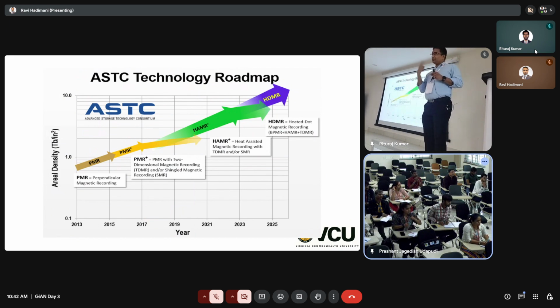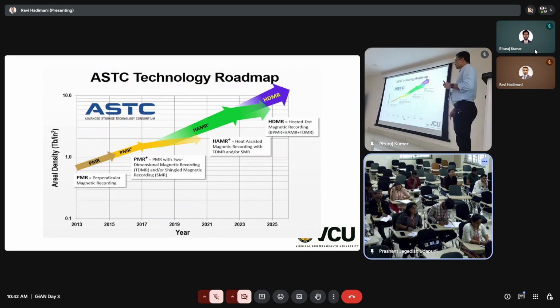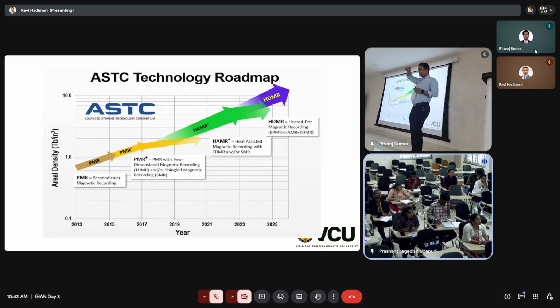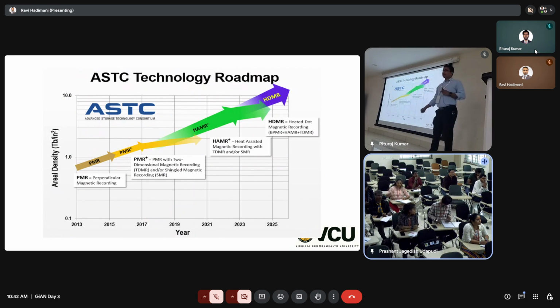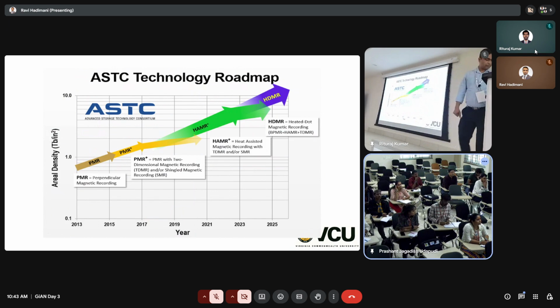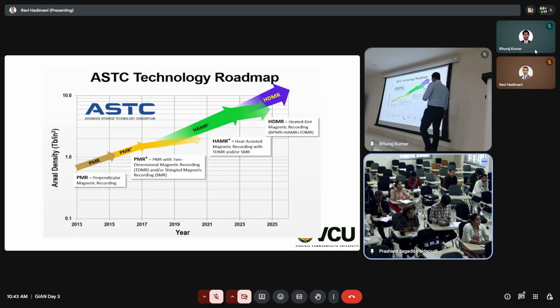You know how fast the disk drive rotates? 7,200 revolutions per minute. Per minute, 7,200 times. So that's a high speed. And when it is moving like that, it's reading so much data. That means your laser has to be heating and cooling so fast. And that is one of the limiting factors there. Okay, so that's about magnetic data storage.